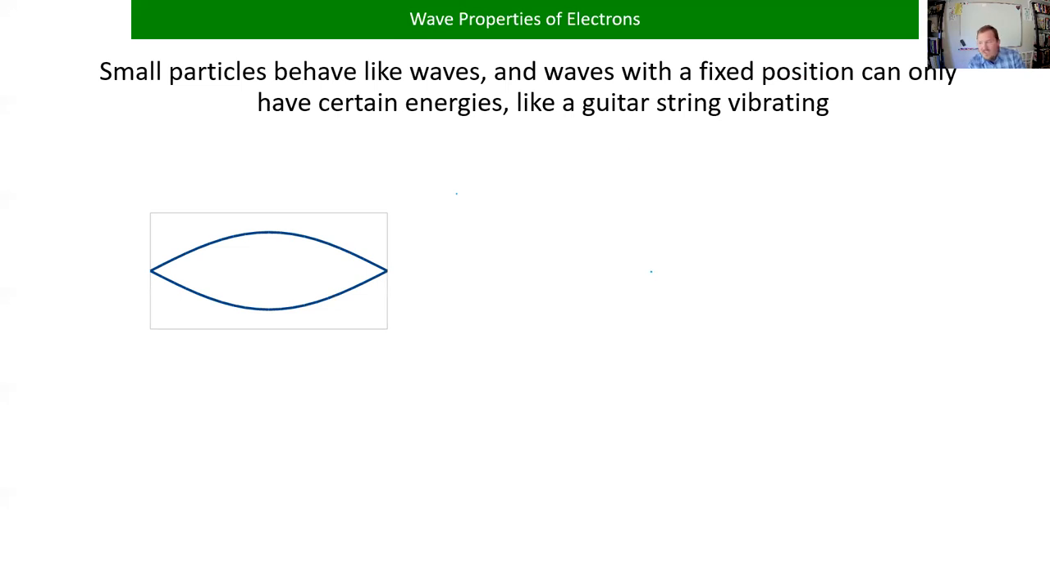And so it behaved kind of like a guitar string vibrating. If you think about a guitar string vibrating, or any stringed instrument, take your stringed instrument of choice, you're going to have what's called a standing wave, where the string vibrates back and forth. It's connected at each end of the string, but when you pluck the string, it vibrates back and forth.